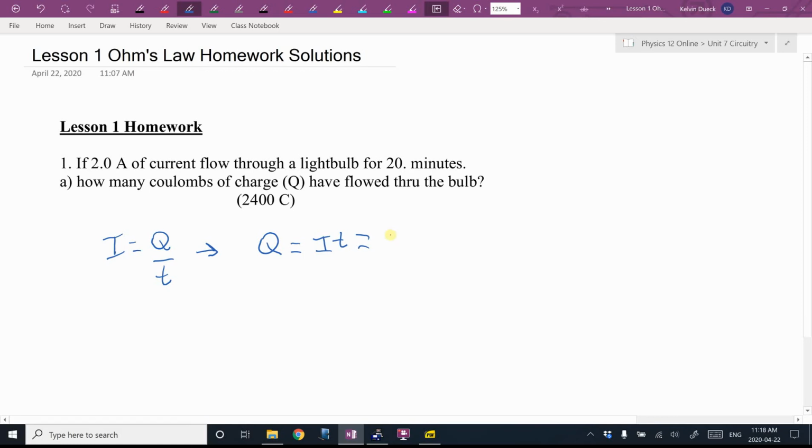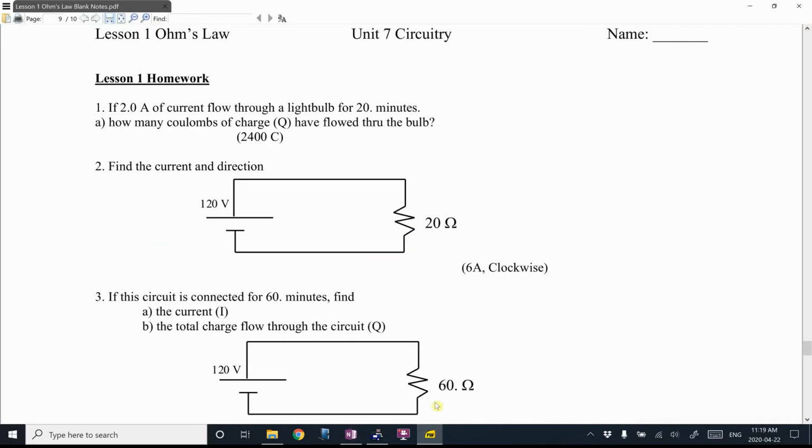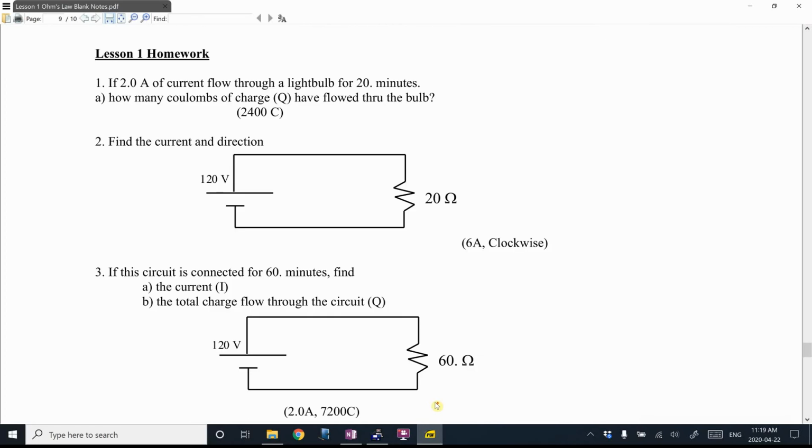So it's going to be 2 amps times, I don't do physics with minutes, so 20 minutes times 60 seconds. I can probably do that in my head. I think that's going to be 2,400 coulombs. Is there a part B? Oh no, I must have deleted part B.